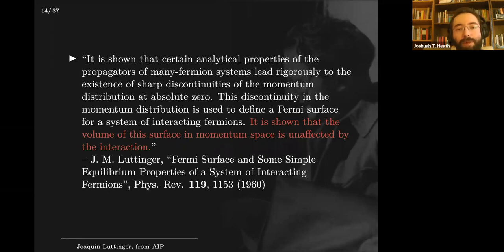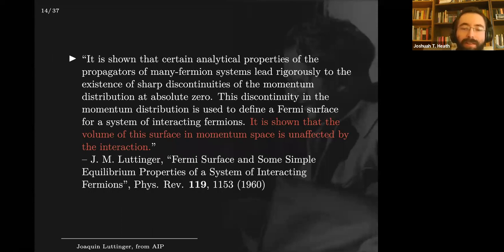This discontinuity in the momentum distribution is used to define a Fermi surface for a system of interacting fermions. It is shown the volume of the surface in momentum space is unaffected by the interaction. So basically, this is Luttinger's theorem in a nutshell. As I turn on some interaction, the Fermi surface will remain the same. It won't change in volume. And it's a direct connection between the non-interacting particle density and the volume of the Fermi surface itself.